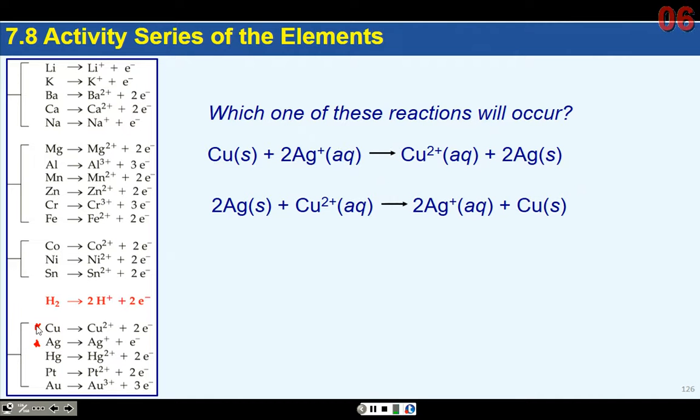So if it's copper above silver, that means that copper will react with the silver ion, and this reaction does in fact occur. So copper reacts with silver ions to make copper +2 ions and solid silver. This reaction does not occur. NR, not going to happen. No reaction.